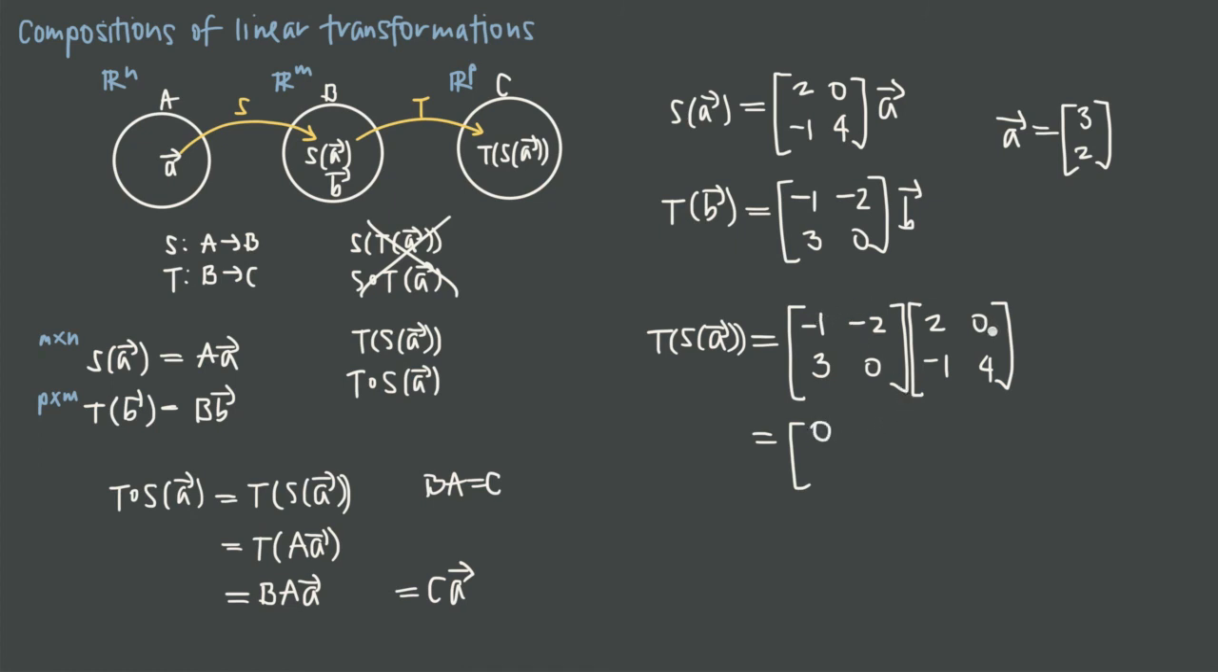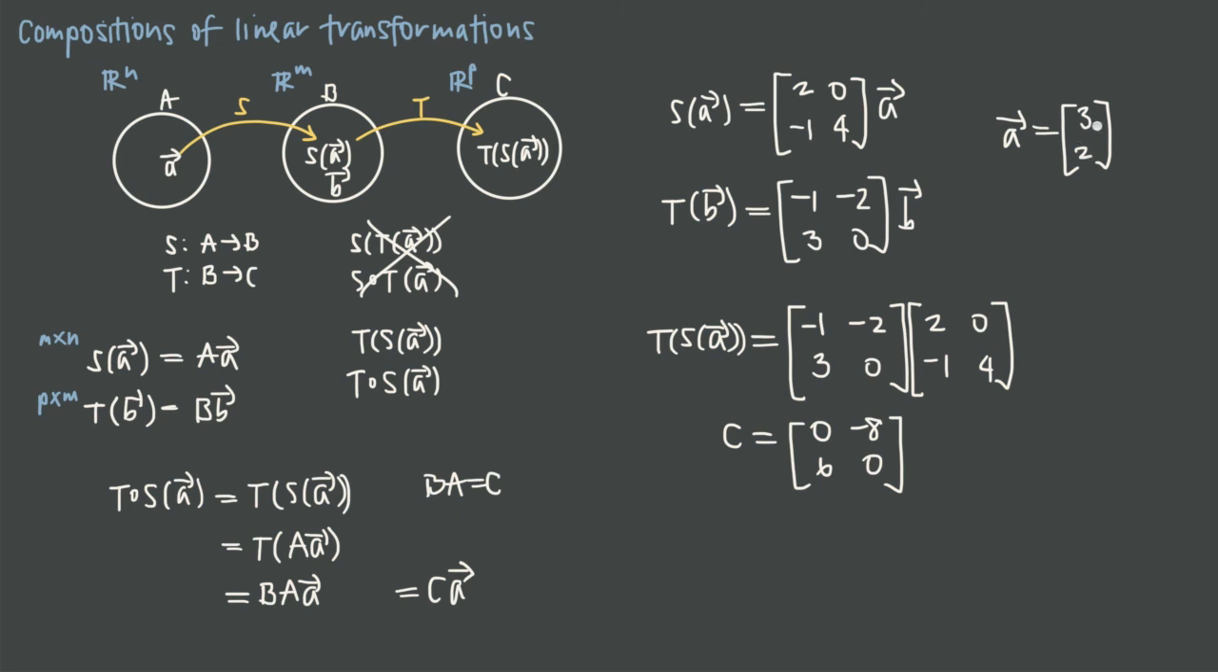-1 times a 0 is 0. -2 and a 4 is a -8. 3 times 2 is 6. 0 and -1 is 0. 6 and 0 is 6. 3 and 0 is 0. 0 and 4 is 0. So I get 0 here. So this is my transformation matrix C, the one that we wanted here.